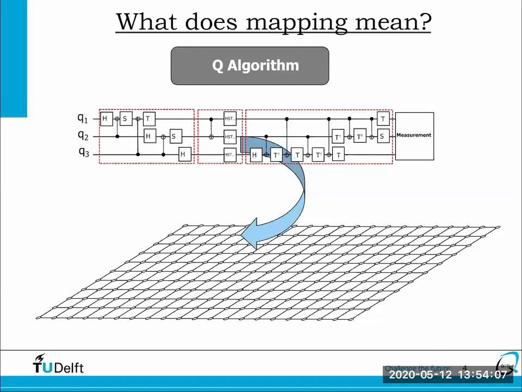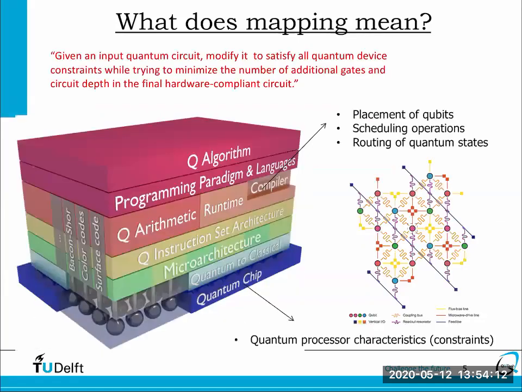So the mapping problem, if I have to give a definition for the mapping problem, it can be defined as: given an input quantum circuit, you will have to modify it to satisfy all quantum device constraints while trying to minimize the number of additional gates and circuit depth in the final hardware compiled circuit.